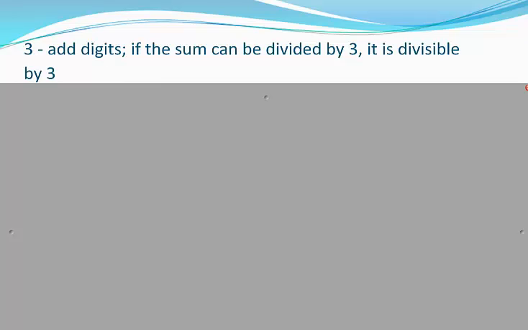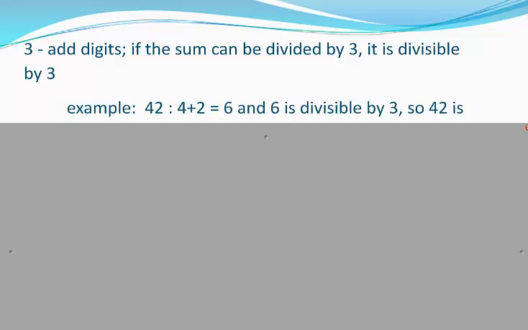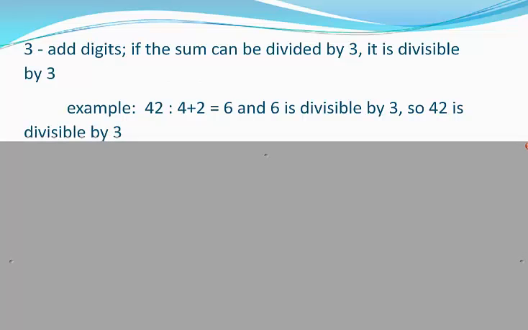Now it's different for 3s and 9s. For 3s, we have to add the digits together. Then we look at that answer, called the sum, and see if that can be divided by 3. For example, 42. 4 plus 2 is 6, and 6 is divisible by 3, so 42 is divisible by 3.